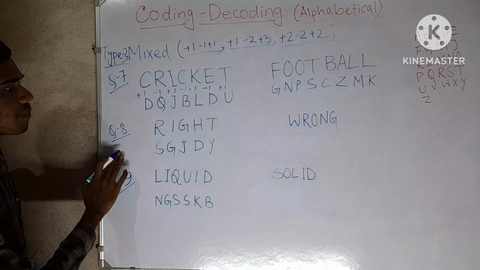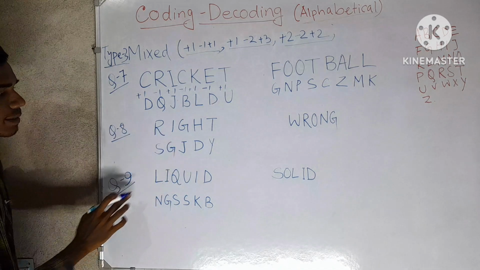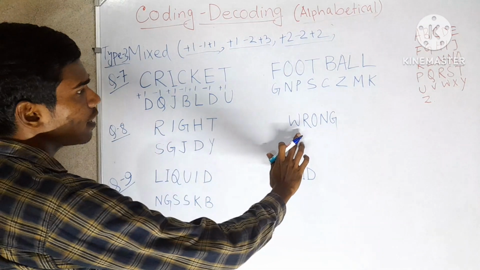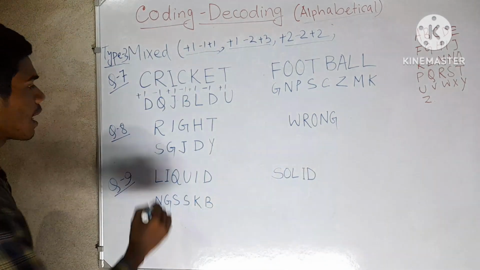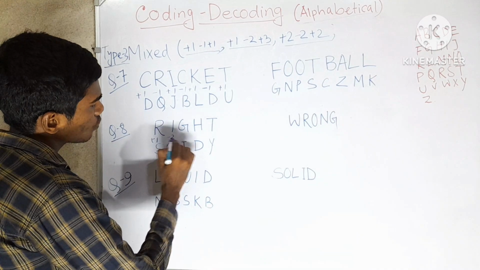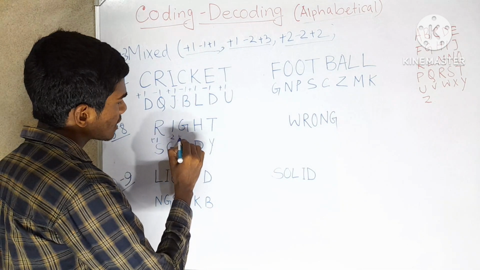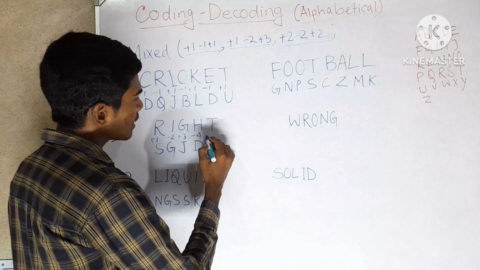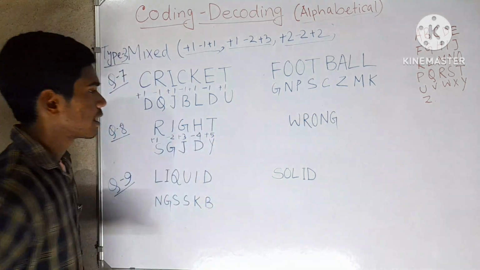Question number 8. If right is coded as SGJDY, then what is the code for wrong? R plus 1 is S, I minus 2 is G, G plus 3 is J, H minus 4 is D, and T plus 5 is Y.